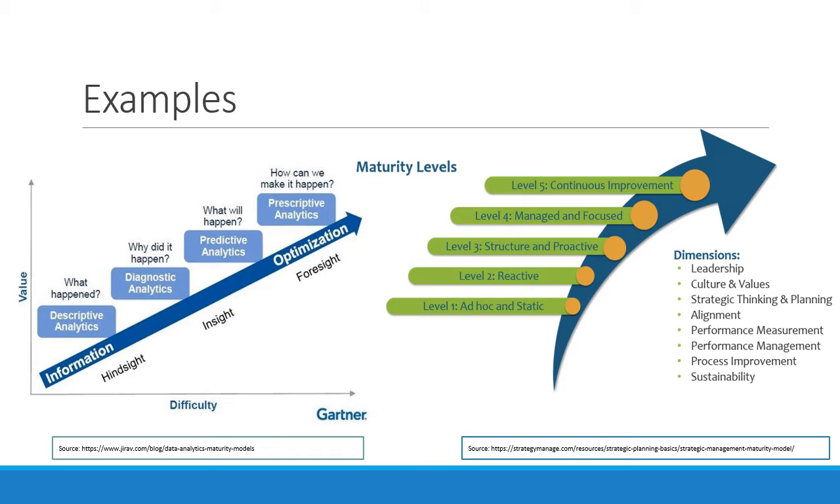The second model, that's the one on the right, also shows you the different dimensions or the key aspects of strategic management. You see them there: leadership, culture and values, strategic thinking and planning, alignment, performance measurement, performance management, process improvement, and sustainability.